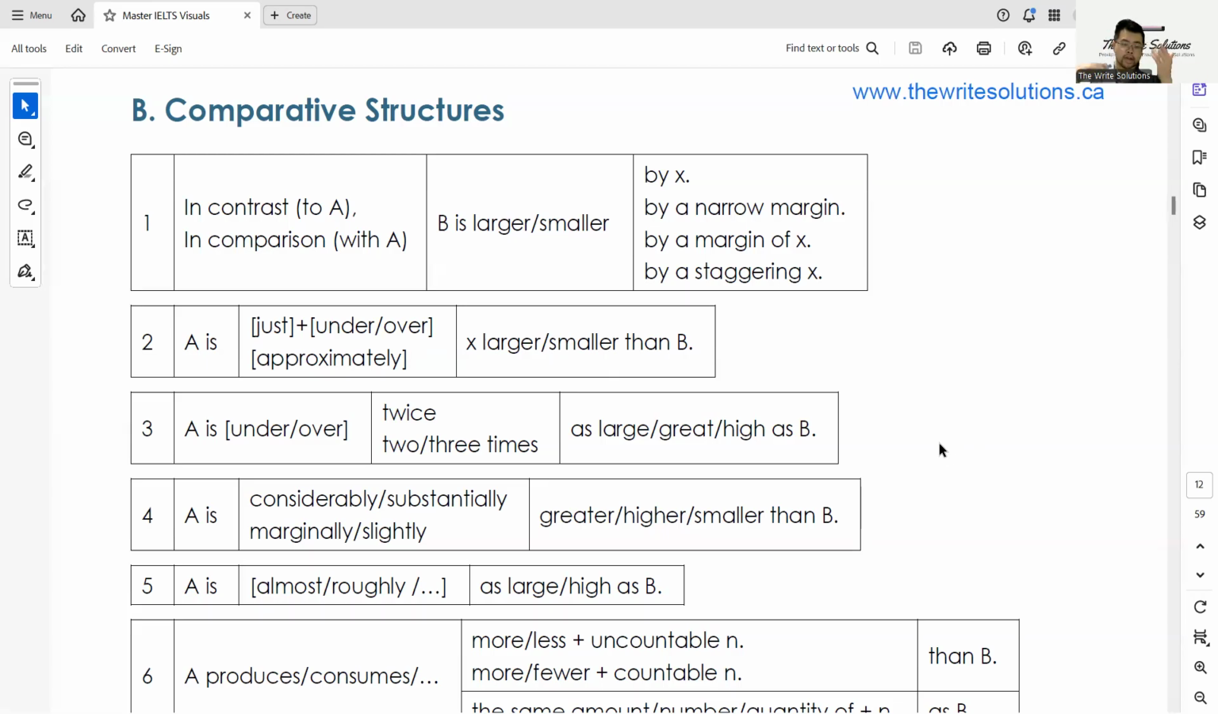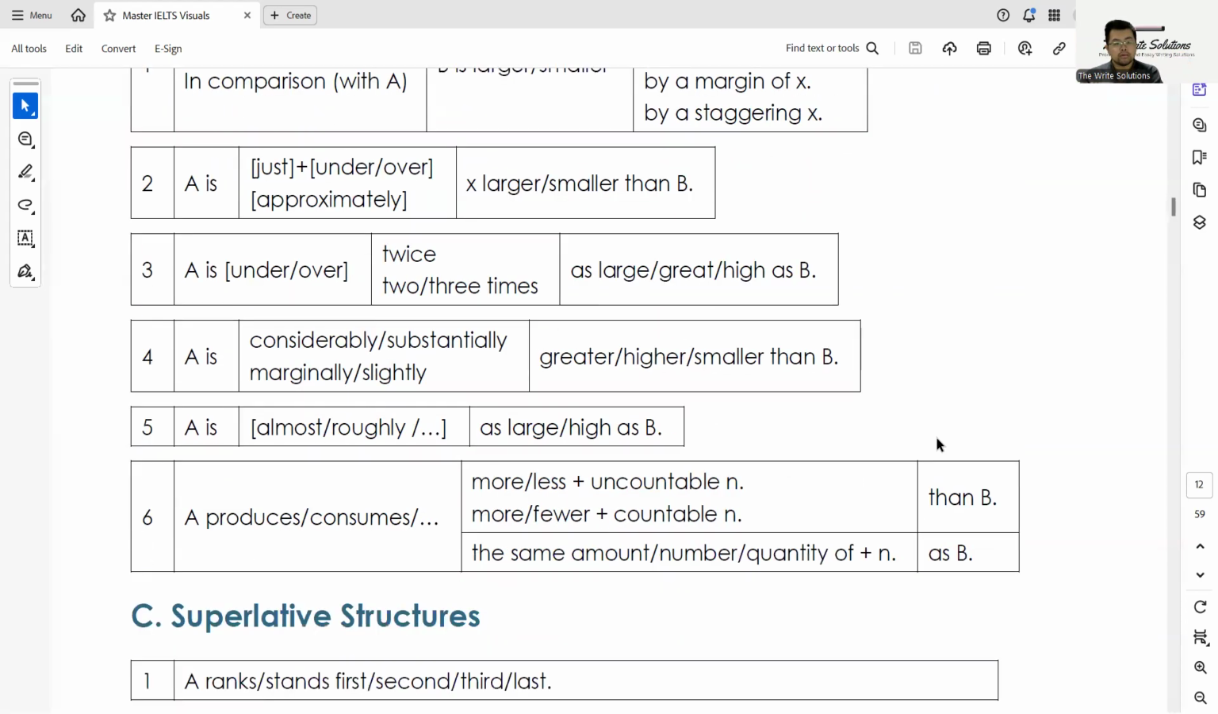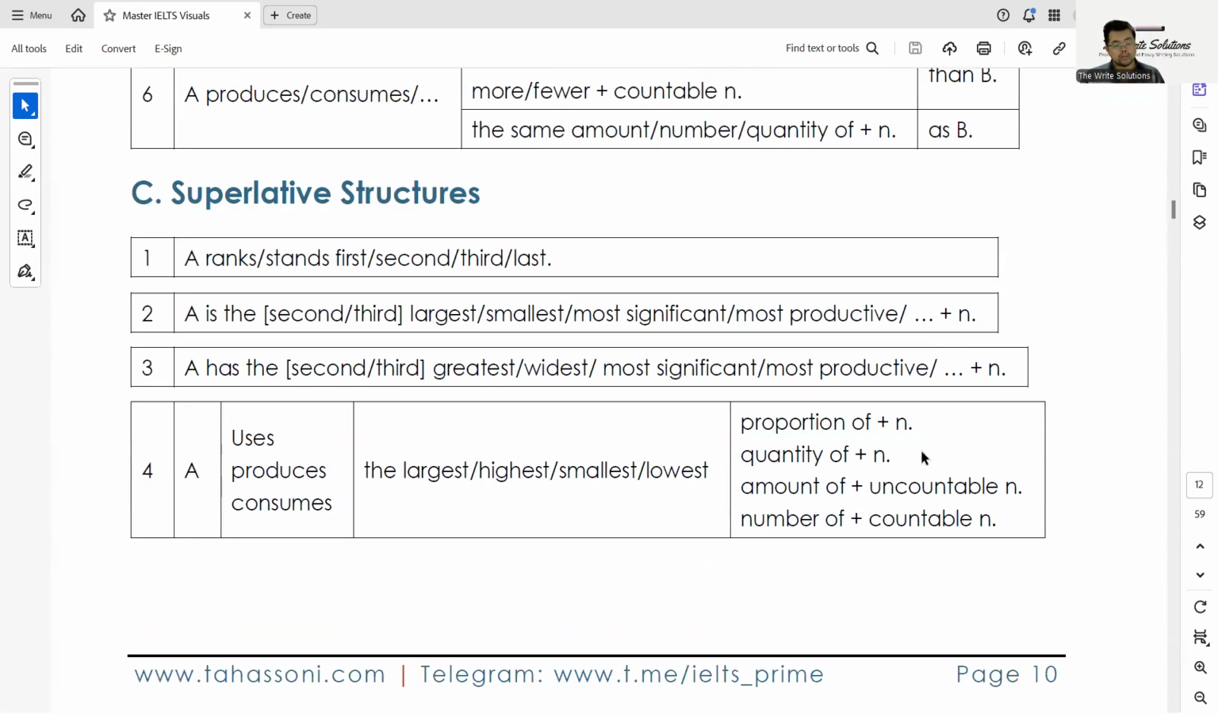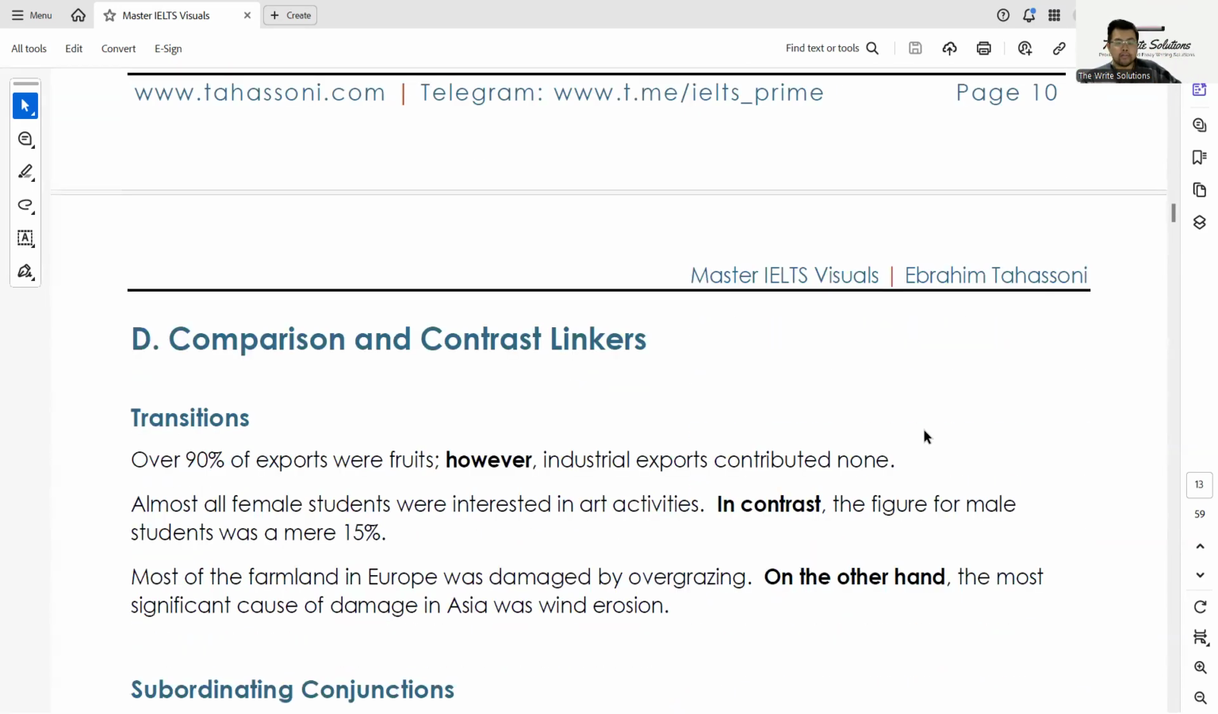Now number 3: A is under or over twice, 3 times as B. Number 4: A is considerably, marginally, or slightly, which is small. Considerably, substantially is big. A is almost, roughly the same size, similar. A produces or consumes more or less, fewer. Superlative structures: ranks first, second, third. Those are the comparative languages.